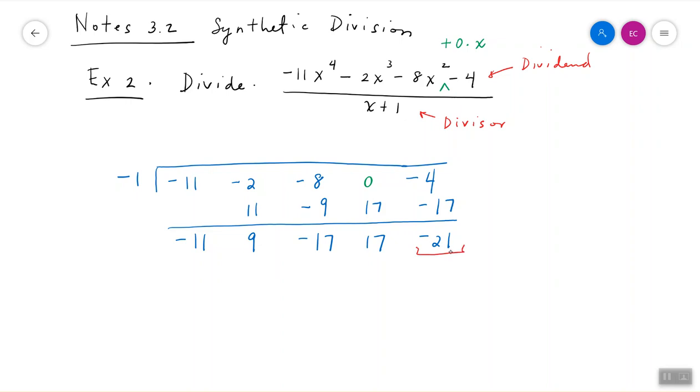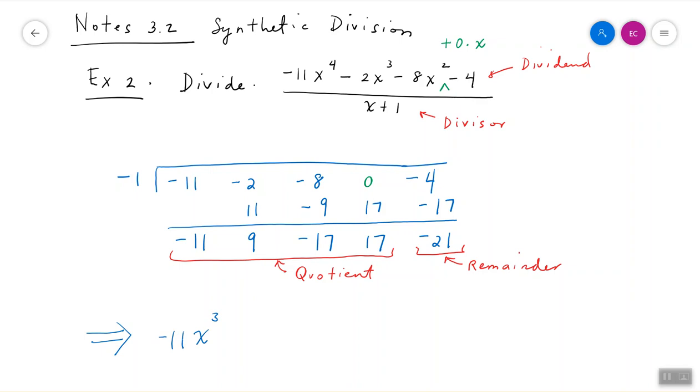Remember, this last number represents the remainder, and the other coefficients represent the quotient. Since the dividend starts out with x to the fourth power, our quotient is going to start out with x to the third power. And the coefficient on that leading term is the negative 11 right here.